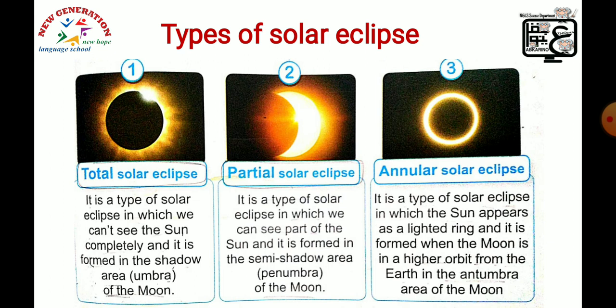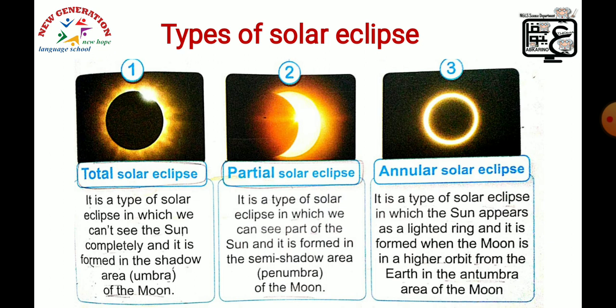Number two, partial solar eclipse. It is a type of solar eclipse in which we can see part of the sun and it's formed in the semi-shadow area penumbra of the moon.